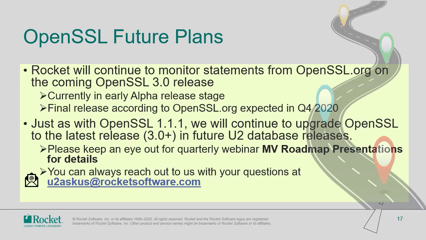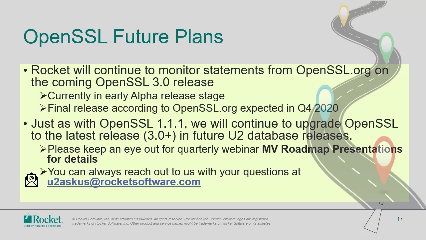As for the future plans with OpenSSL, Rocket's going to continue to monitor statements from OpenSSL.org on the coming 3.0 release. Last I checked, it's currently in the alpha release stage, and according to OpenSSL.org, the final release of 3.0 is expected sometime in Q4 of 2020. Though that was announced in a post, I believe, back in November of 2019, so that may change, and I know their plans have changed because they were expecting to already have 3.0 released by this point.